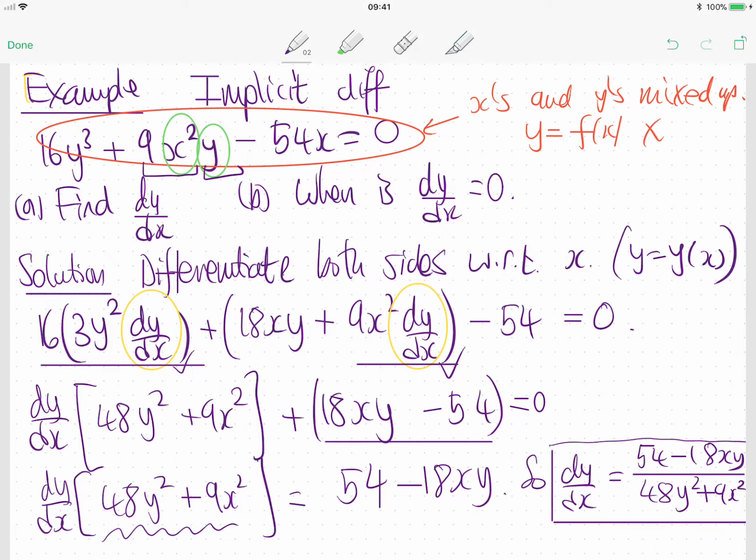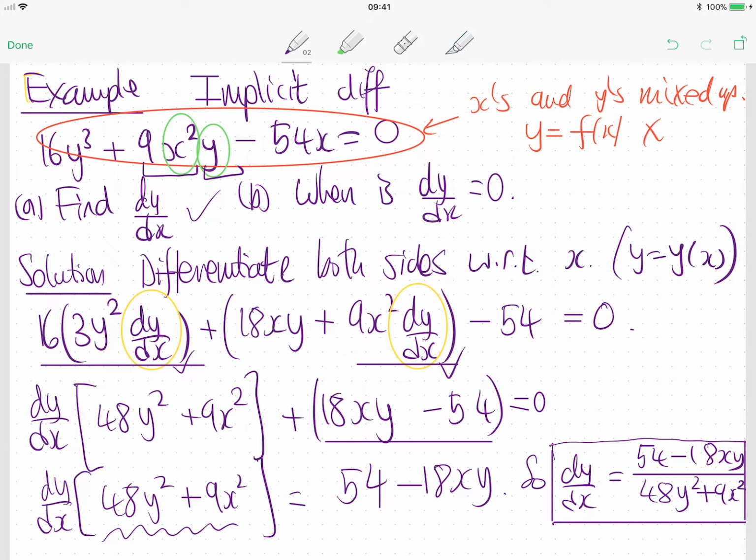So it was a little bit algebra heavy, but not too bad, I feel. Maybe it's easy for me to say. The more of these questions you do, the easier it gets. Dy dx is this fraction. Okay, so that's part A. Most important thing here is not the answer, it's the process, things to remember.